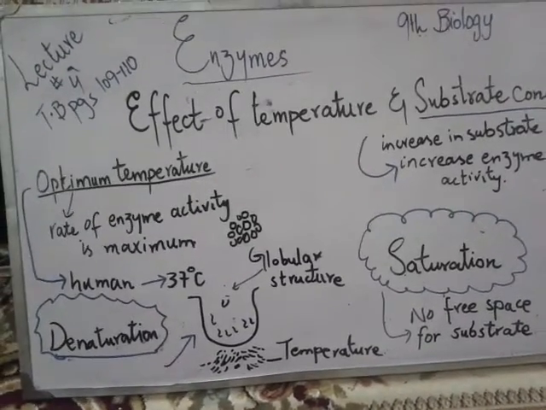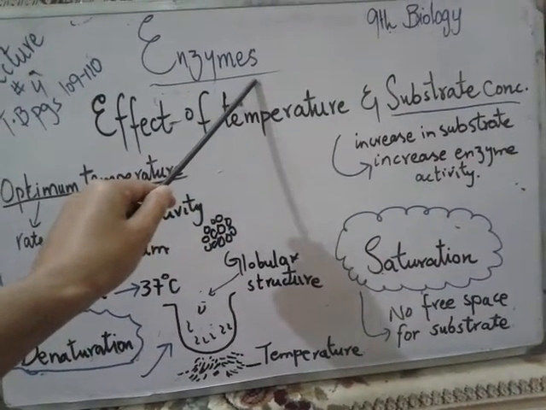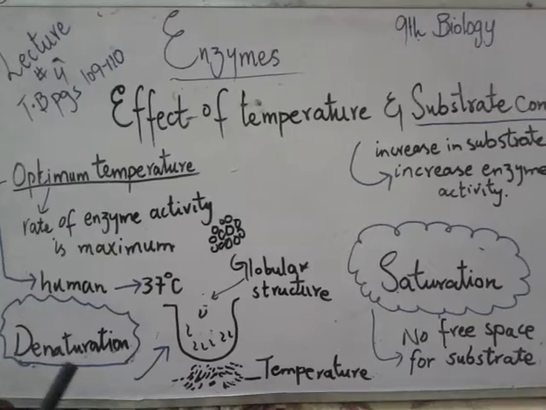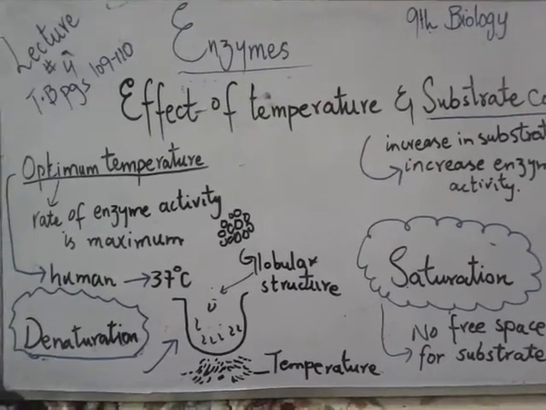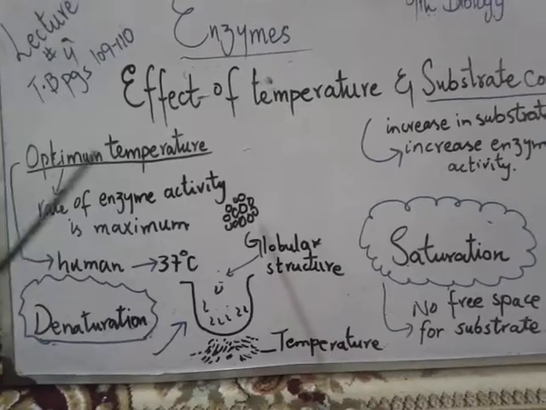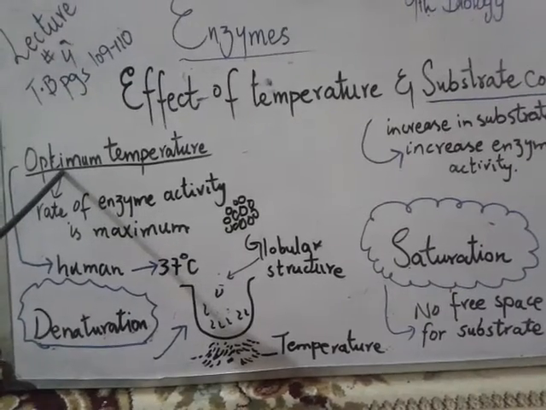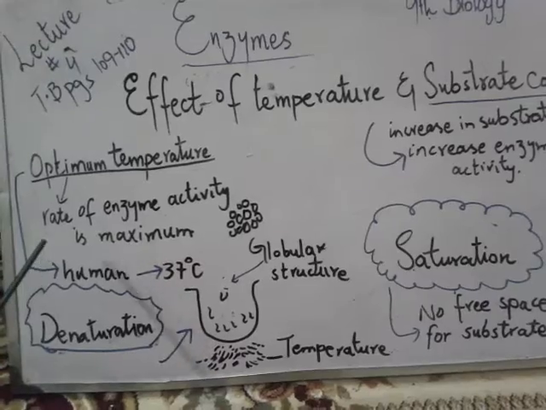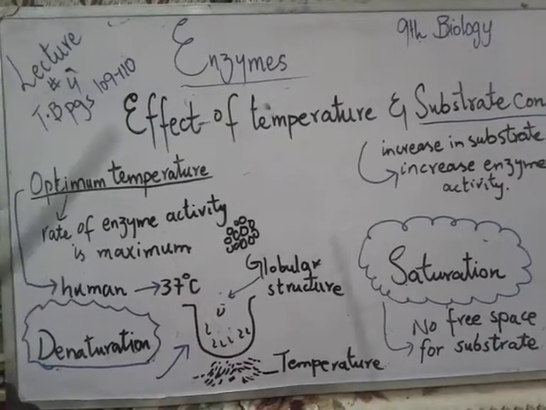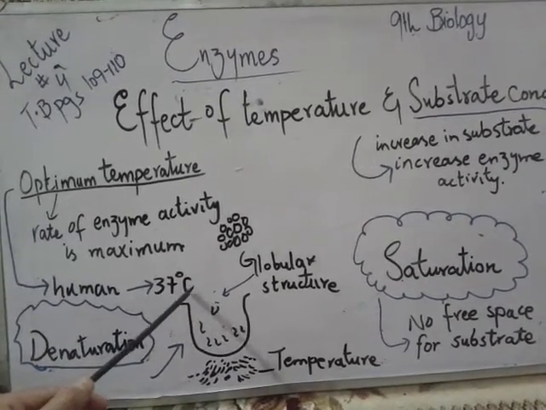Today we are going to discuss the effect of temperature and substrate concentration on enzymes. An increase in temperature speeds up the rate of enzyme-catalyzed reactions, but only to a point. Every enzyme works at its maximum rate at a specific temperature called the optimum temperature, and at the optimum temperature the rate of enzyme activity is maximum, and the optimum temperature for maximum working speed of human enzymes is 37 degrees centigrade.